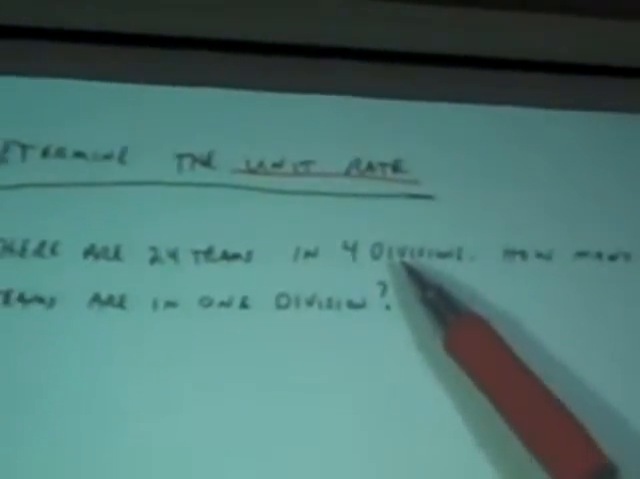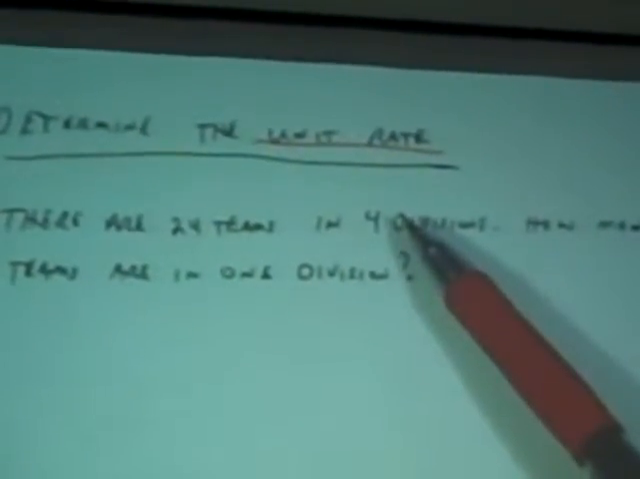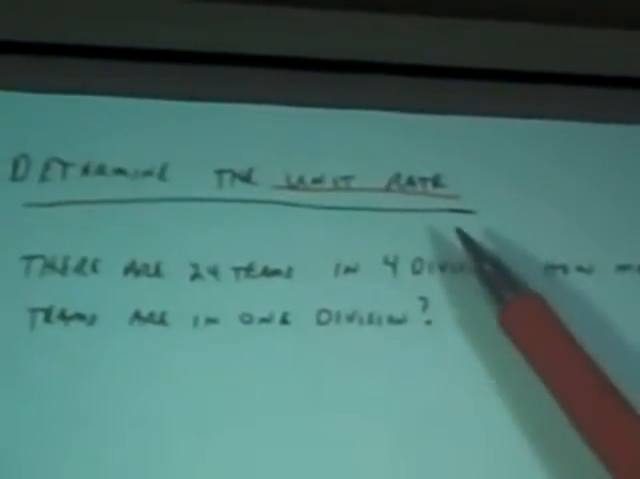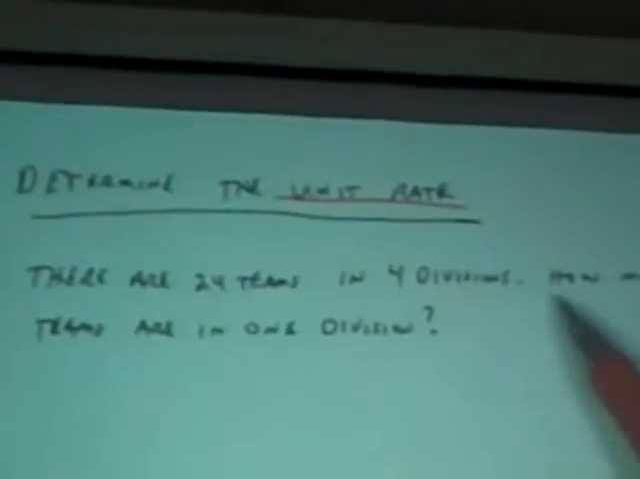The NFC East division has the Giants, the Cowboys, the Eagles. Patriots. No, Patriots aren't in the NFC. But you understand about divisions, right? Oh, in the football like that. Well, we got 24 teams in 4 divisions. How many teams are in one division?